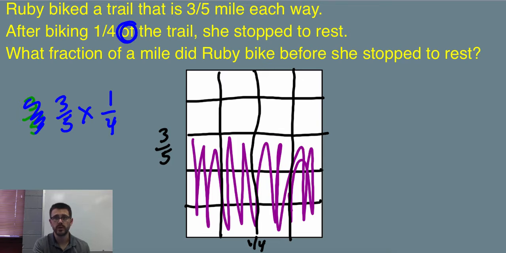So I broke it up into 4 parts because I want fourths, and I just want 1 of them. So I'm going to shade in 1/4.